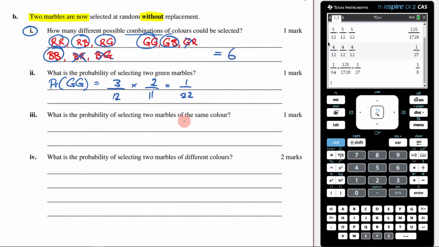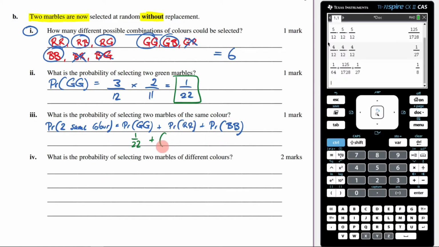What's the probability of selecting 2 marbles of the same color? So 2 marbles of the same color. What's this going to be? Well, hopefully you can see that it's the probability of green, green, plus the probability of red, red, plus the probability of blue, blue. Now, we already know one of them. We already know 1 on 22 is green, green.